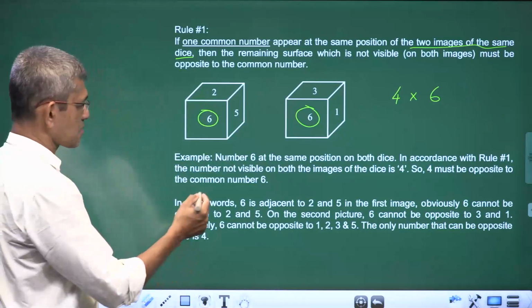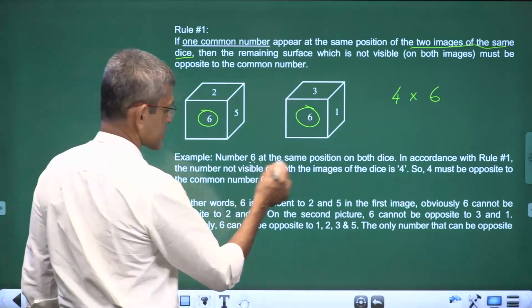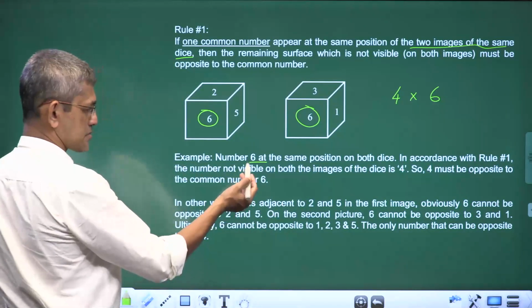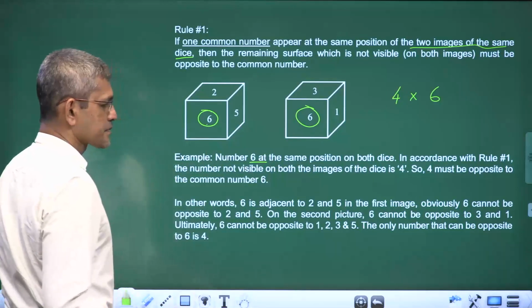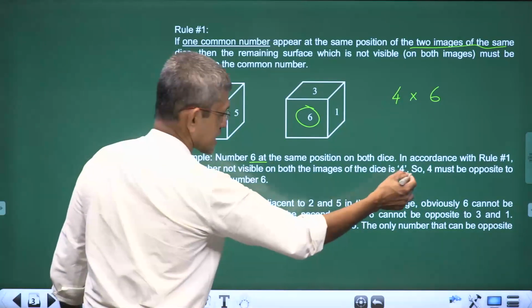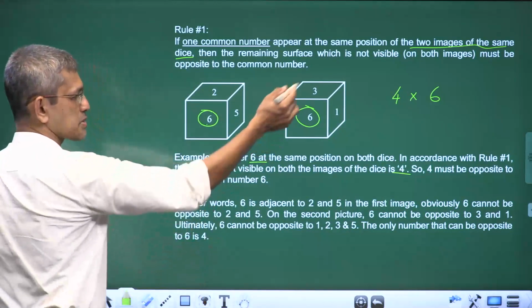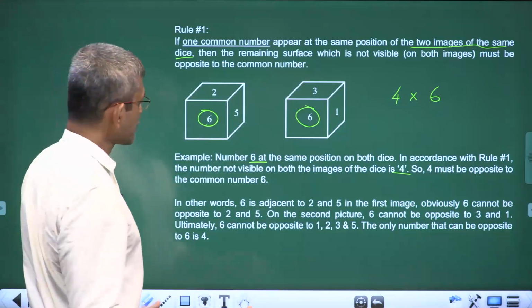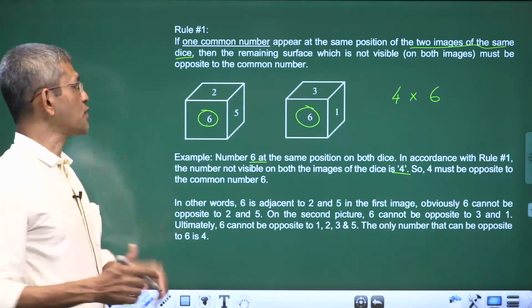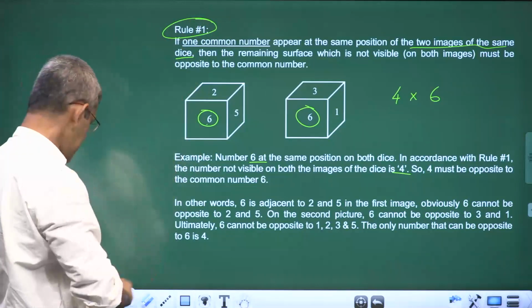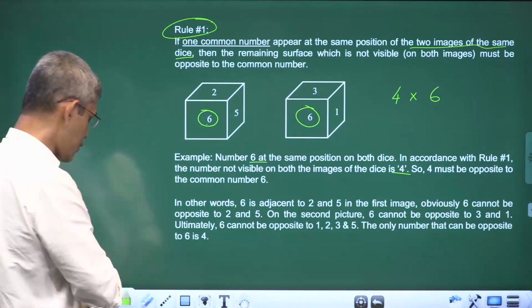So that is the explanation given here. 6 is at the same position, and the number which is missing over here is 4. So that means 6 must be opposite to 4. That's rule number 1. Now rule number 2. So we'll take a look at what that is.